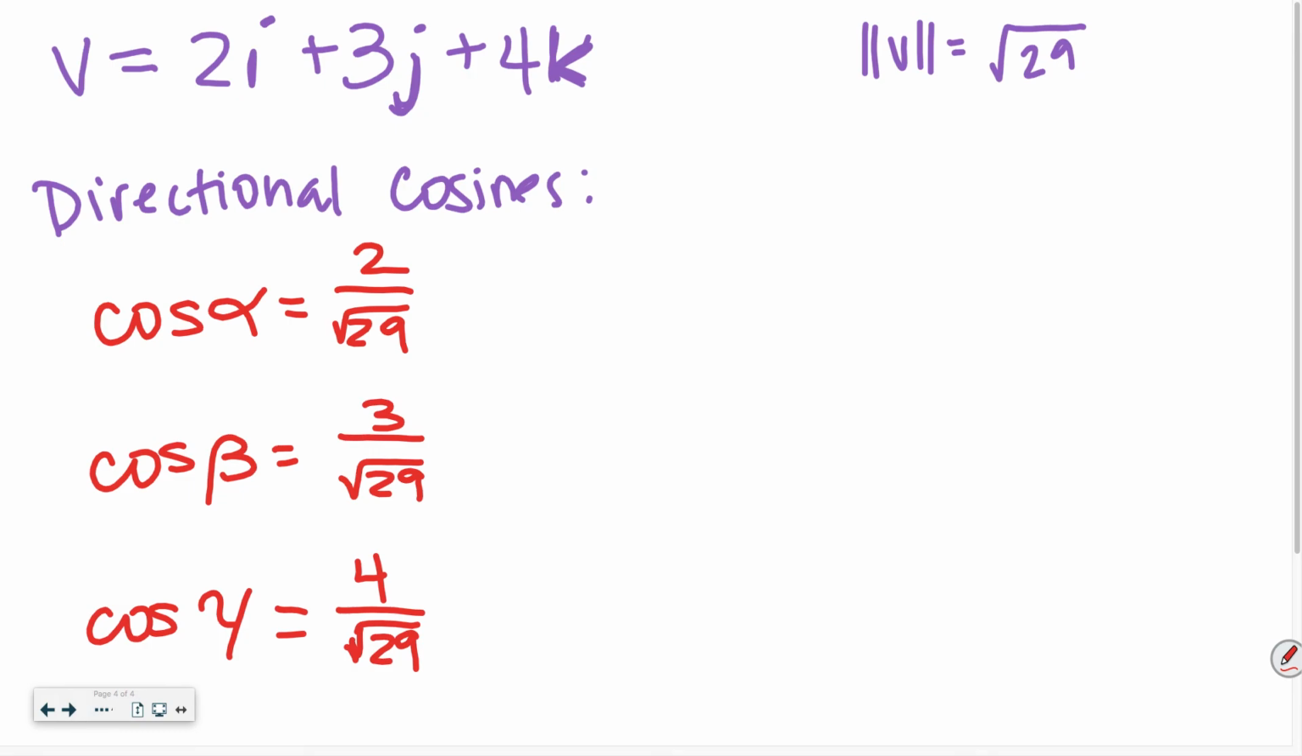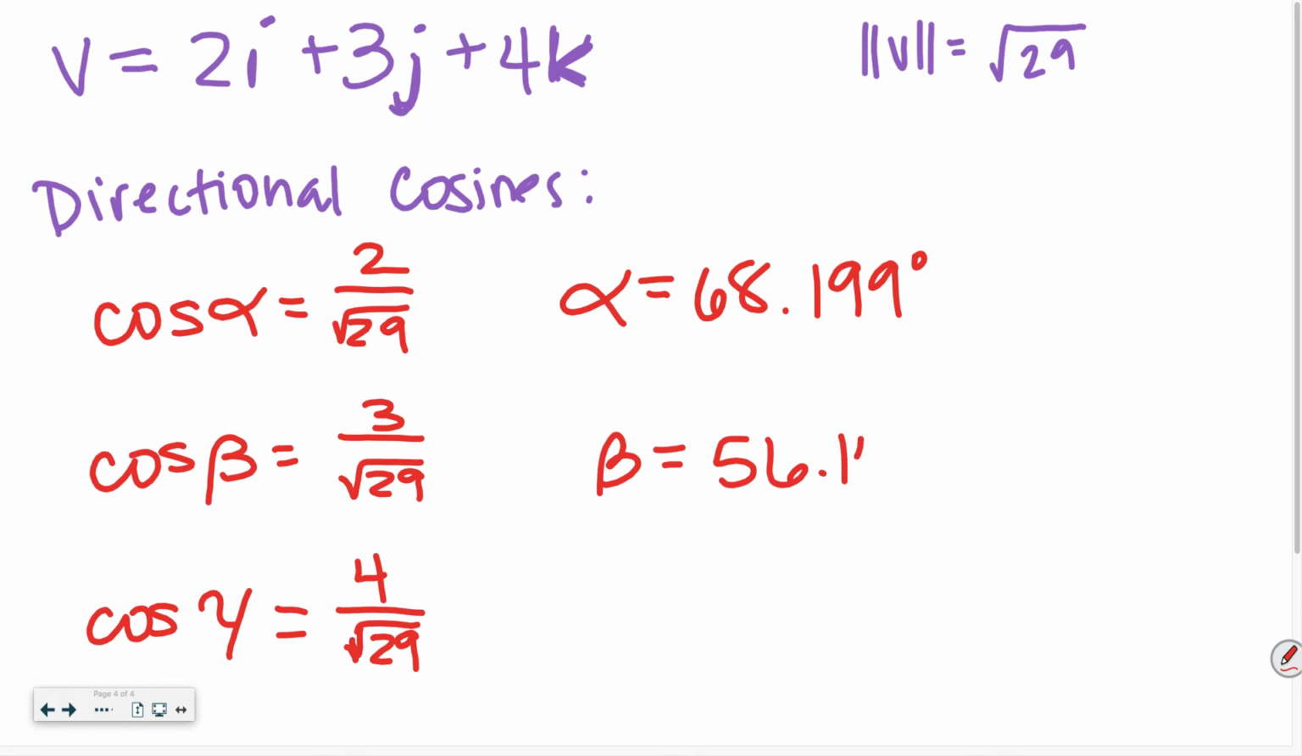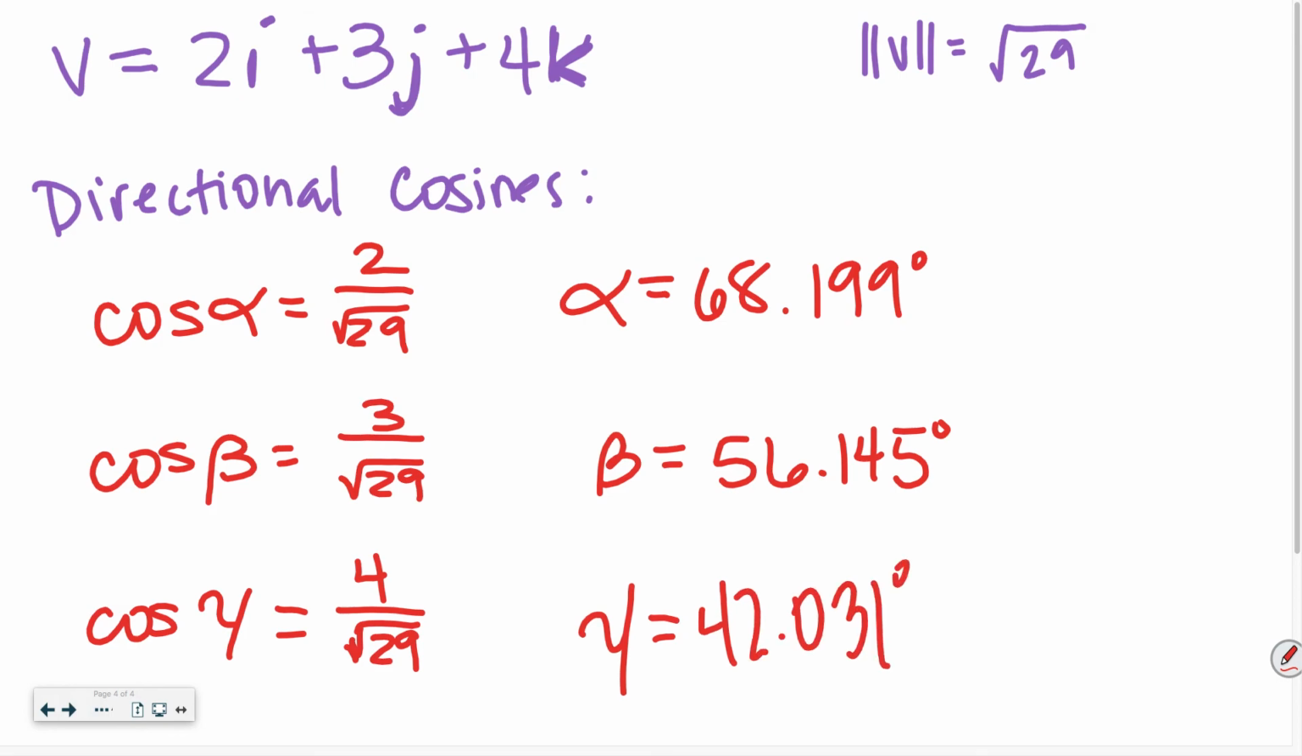Pod 4, what is alpha? 68.199 degrees. Beta, 56.145 degrees. Gamma, 42.031 degrees. Those are our directional cosines. So this is the angle between vector v and vector i. This is the angle between vector v and vector j. This is the angle between vector v and vector k.